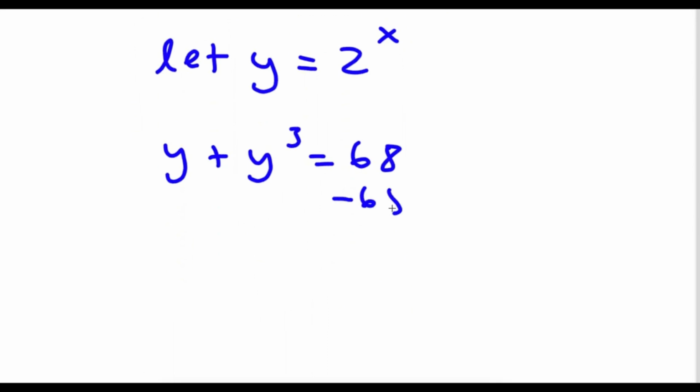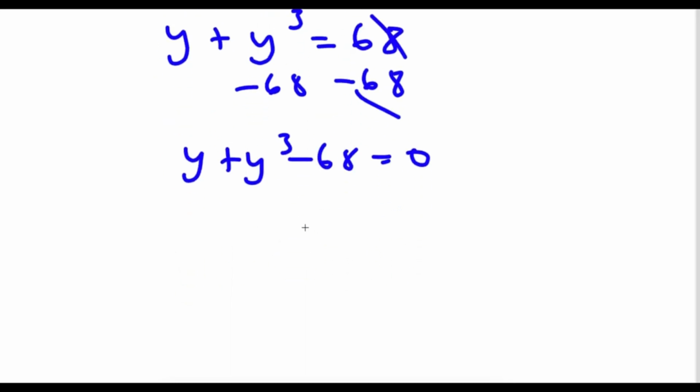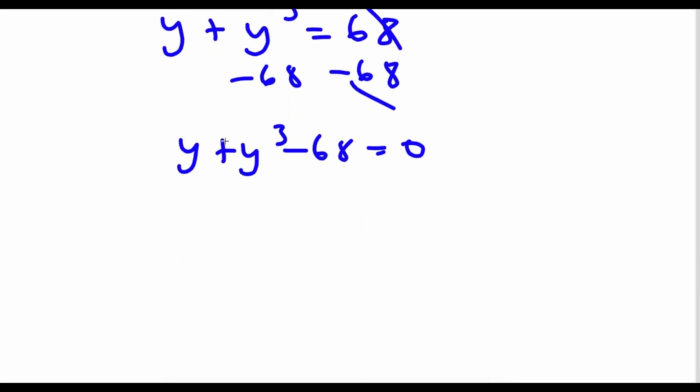Now if I subtract 68 on both sides, I get y plus y to the power of 3 minus 68 is equal to 0. Now I'm going to rechange the order in form of highest degree to the lowest degree. So this would be y to the power of 3 first plus y next minus 68 is equal to 0.